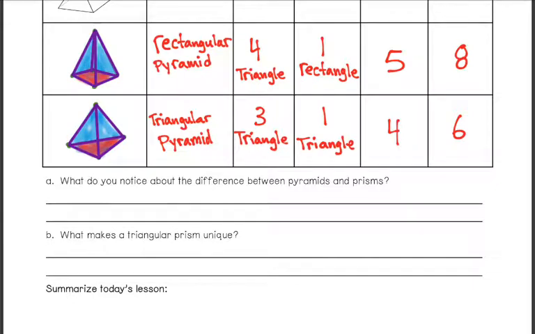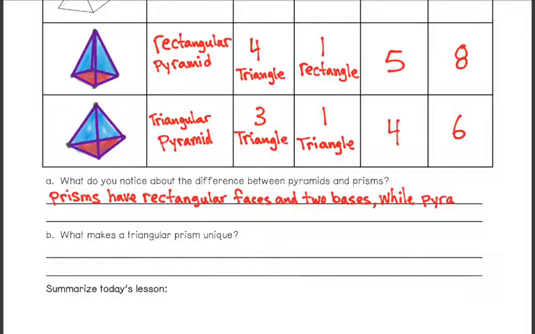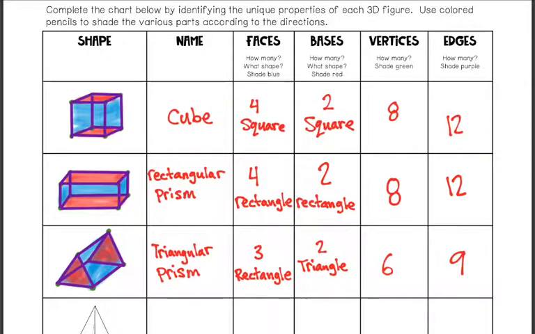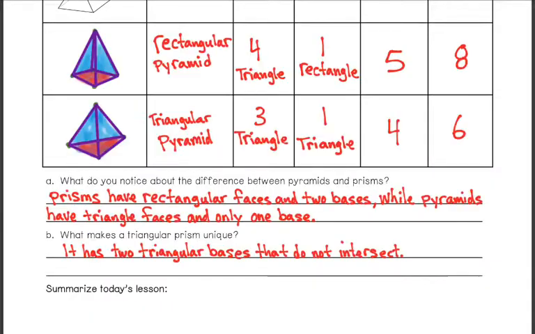What do you notice the difference between the pyramids and the prisms? A very stark difference that you should notice is that prisms, they have rectangular faces, and they always have 2 bases. Whereas pyramids, they have triangular faces and only 1 base. And then last but not least, what makes a triangular prism unique? So if I were to go back to this shape here, what makes a triangular prism unique? Well, the reason why that one is going to be unique is that it has 2 triangular bases that do not intersect.